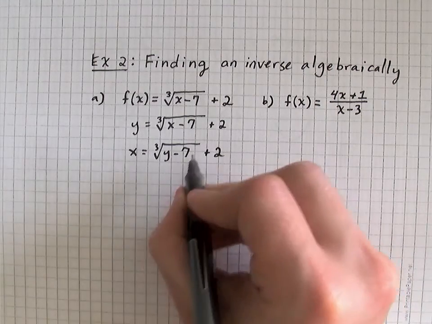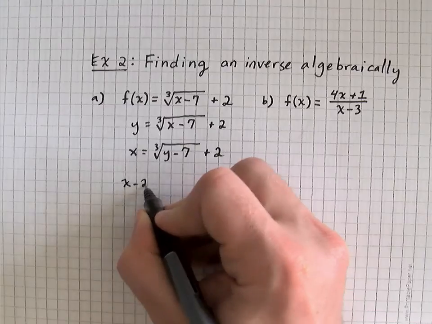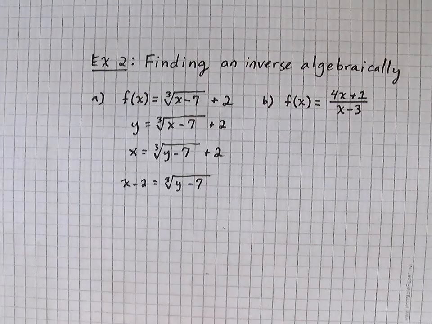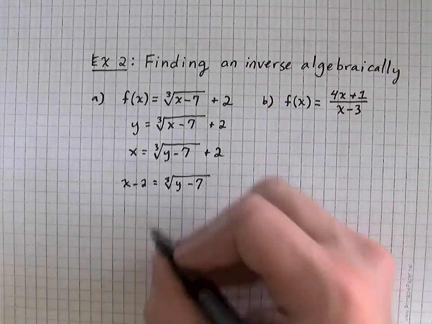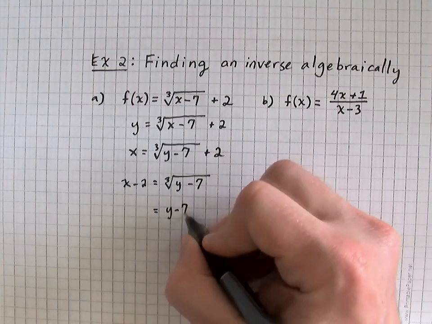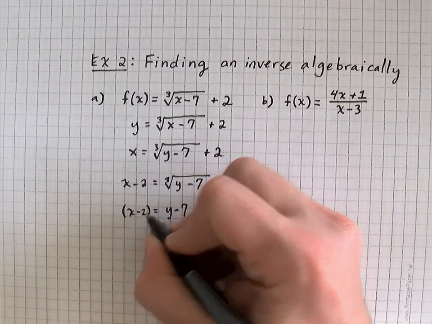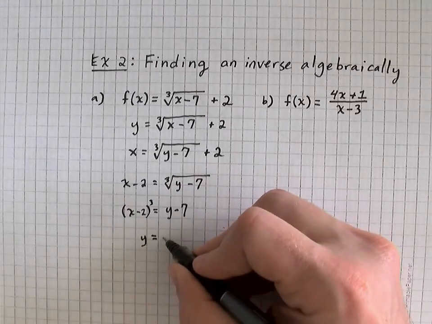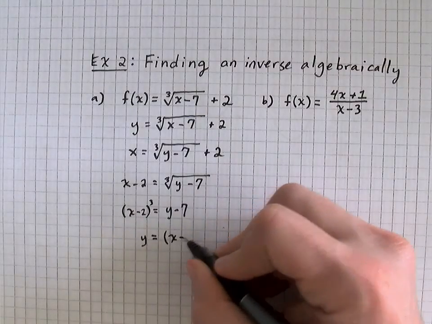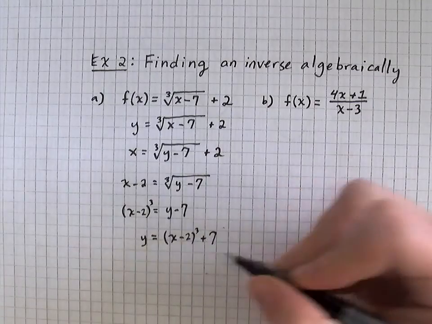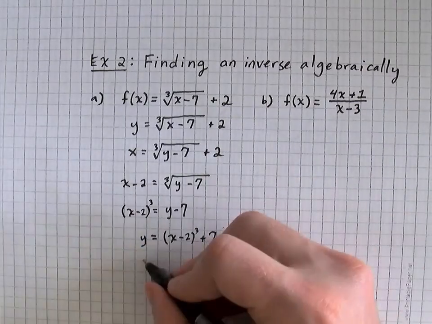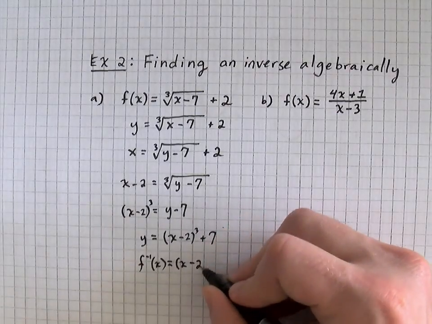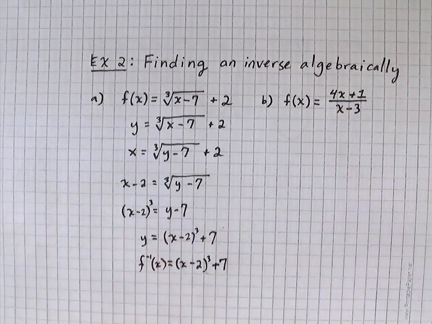So to solve this equation, I need to isolate the cube root. So I've got x minus 2 equals the cube root of y minus 7. Now with the cube root isolated, I can cube both sides of the equation, of course giving me just y minus 7 on the left and (x minus 2) cubed on the right. And if I rewrite this with y on the left-hand side, this would be y equals (x minus 2) cubed plus 7. And the last step that you should try to remember to do is rewrite that y as f inverse, because what we were showing then is that our function f has an inverse that's also a function.